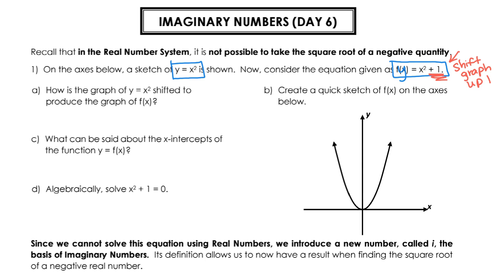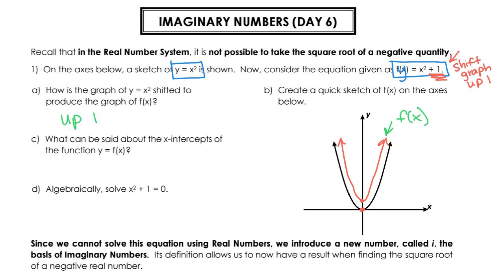Okay, so if we go ahead and we sketch that, if this is our turning point and that gets shifted up 1 unit and all the points on that parabola get shifted up 1 unit, you can see that our new graph would look maybe something like that instead. Okay, so part A says how is the graph of y equals x squared shifted to produce the graph of f of x, and we're going to say it's shifted up 1. Okay. Part B says create a quick sketch of f of x, and so this is our f of x, and we've already kind of did our sketch of it.